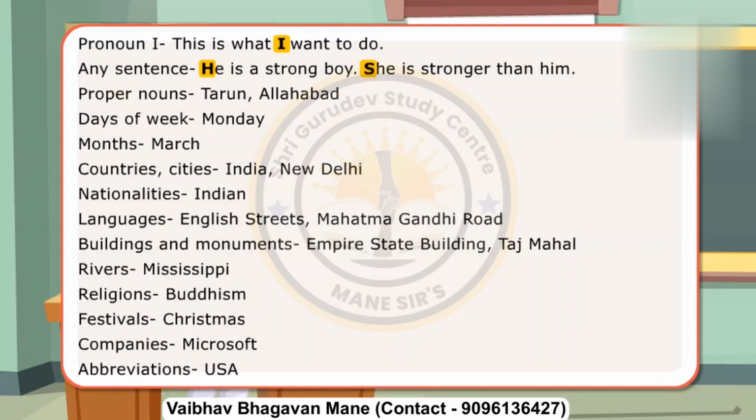Proper nouns. Tarun, Allahabad. Days of week. Monday. Months. March. Countries, cities. India, New Delhi. Nationalities. Indian. Languages, English. Streets, Mahatma Gandhi Road. Buildings and monuments, Empire State Building, Taj Mahal.